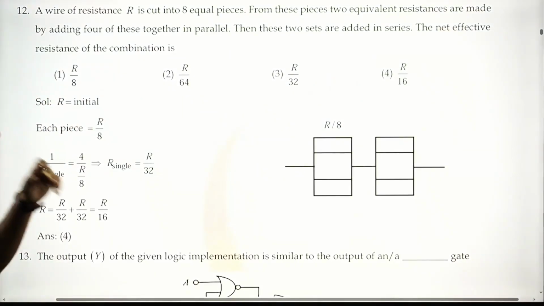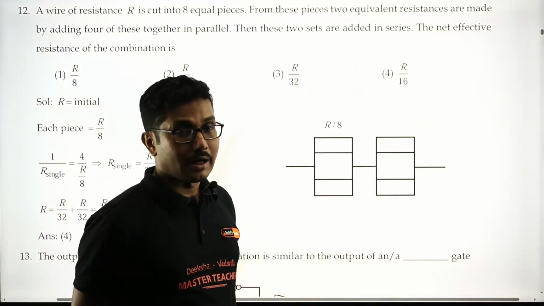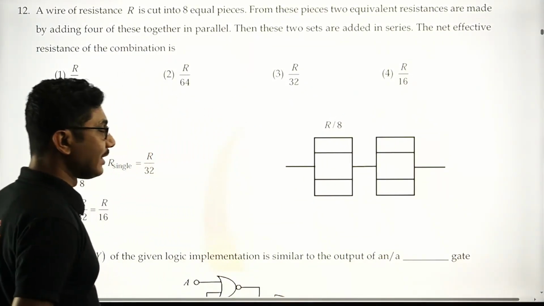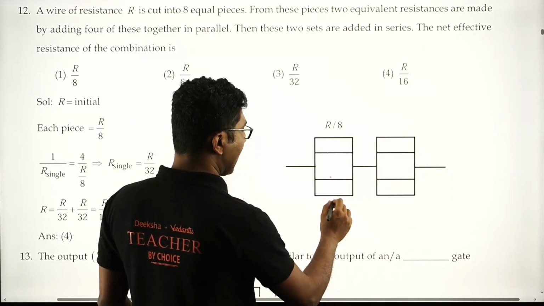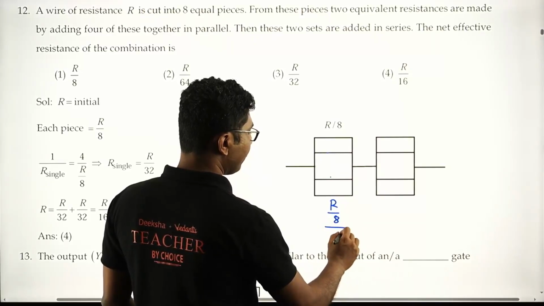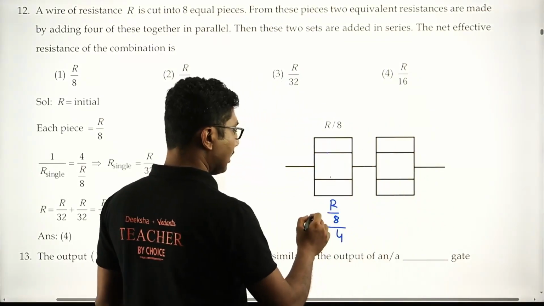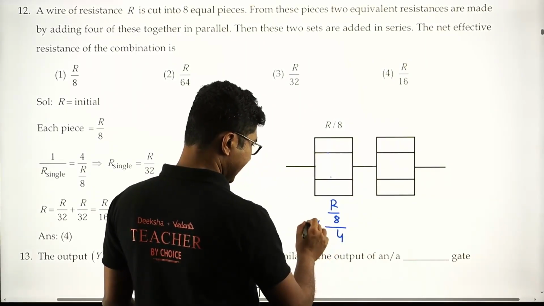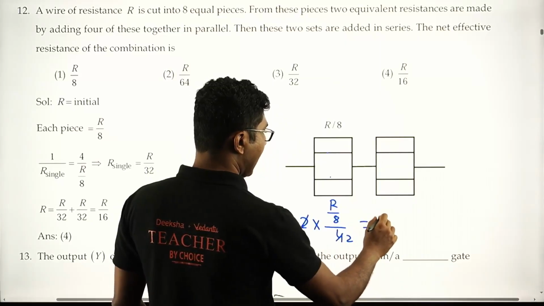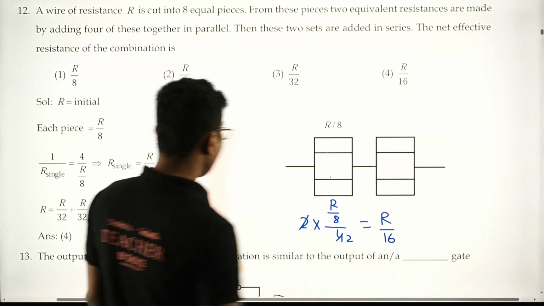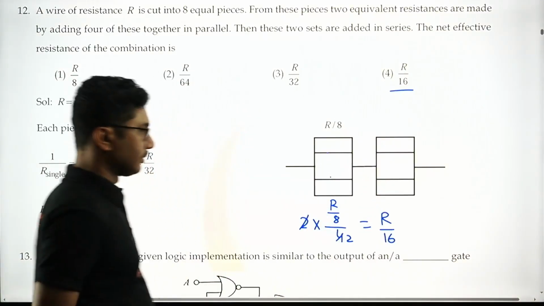First of all, you cut the wire into 8 equal pieces, so each of them will have resistance R by 8. Now 4 of them in parallel will give R by 8 divided by 4, and now you have connected 2 of these sets in series, so it will be multiplied by 2. So it will be R by 16. The correct answer is R by 16, which is option 4 in this case.